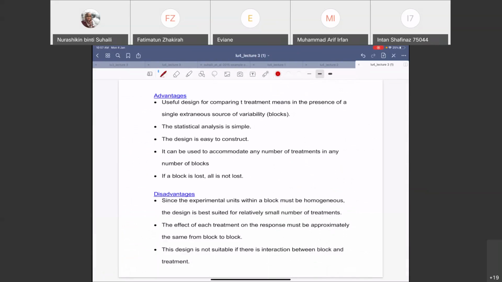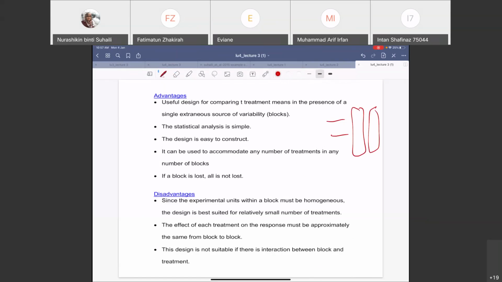Advantages. Okay, let's see the advantages. It is a useful design for comparing treatment means in the presence of a single extraneous source of variability, the blocks. Yeah, of course, it makes the data look more specific compared to just randomized. But the block is even more specific.